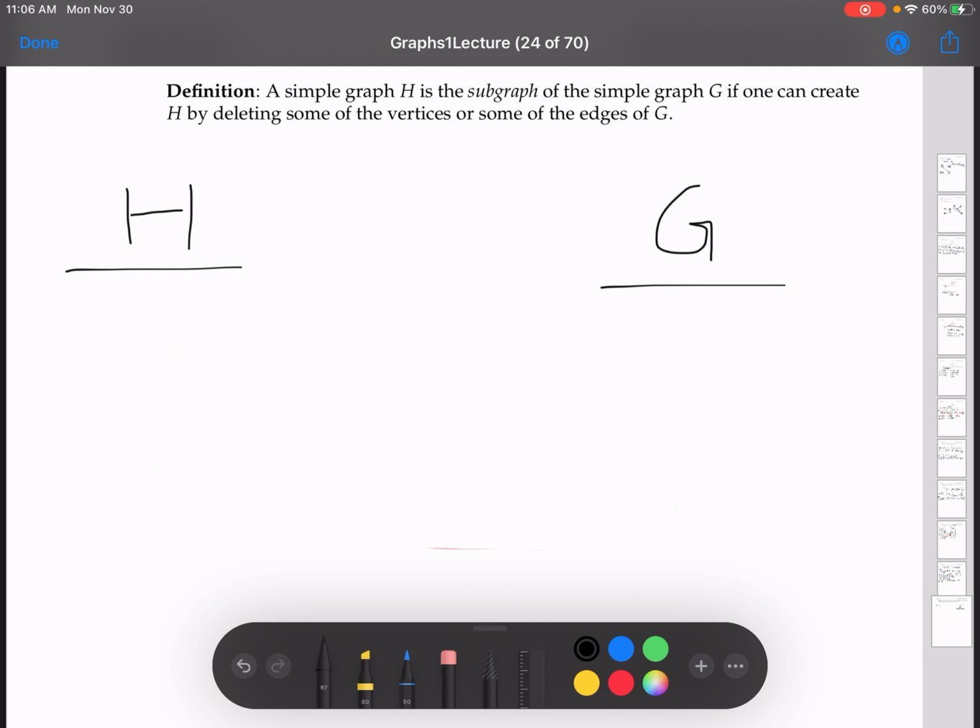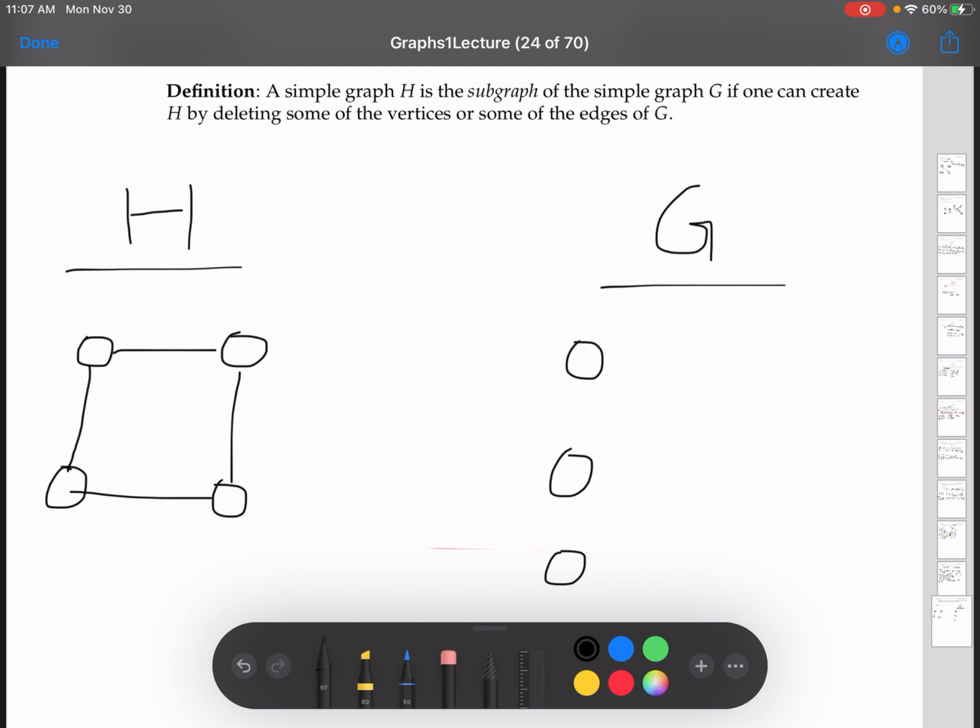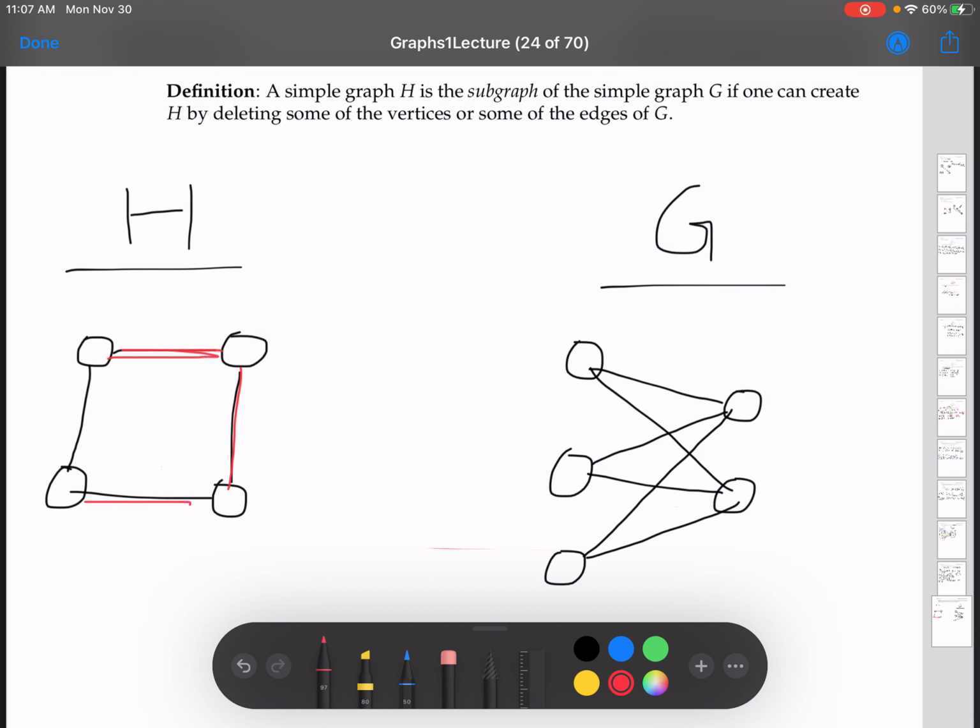Well, let's look at another one. Let's look at this thing again, but now, is H a subgraph of G? In fact, yes, again, it is. So what I want you to see is that, let me mark these in red now. You can see those here. So if you were to delete the two edges in blue, you would get this wound up version of H.